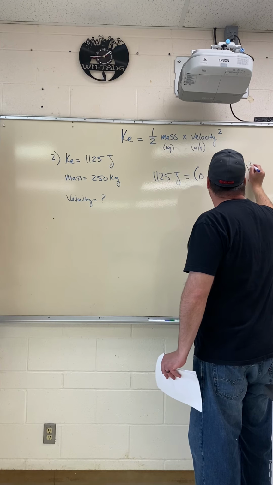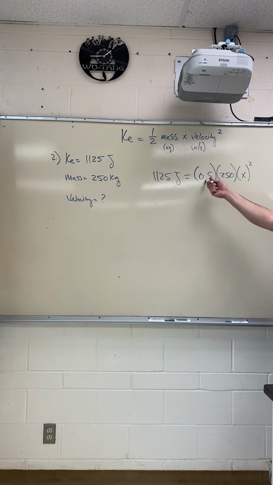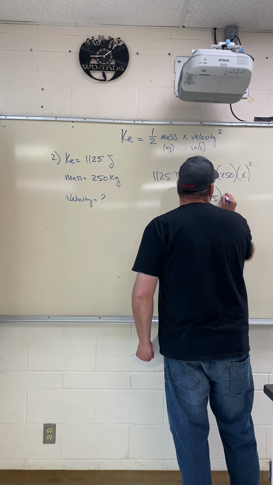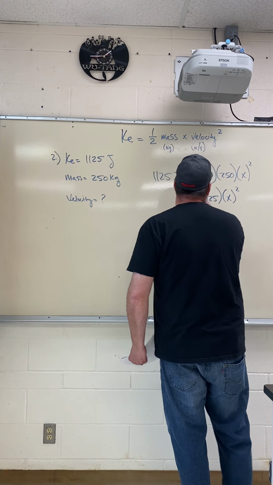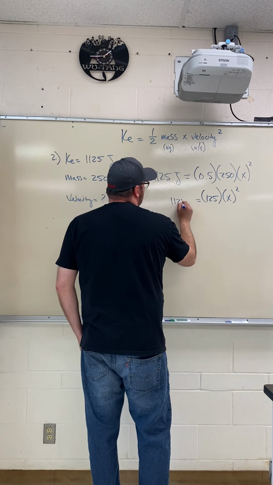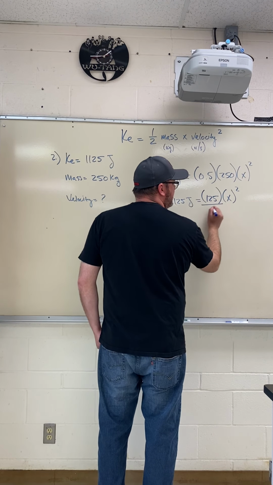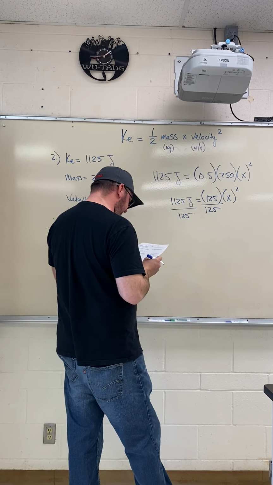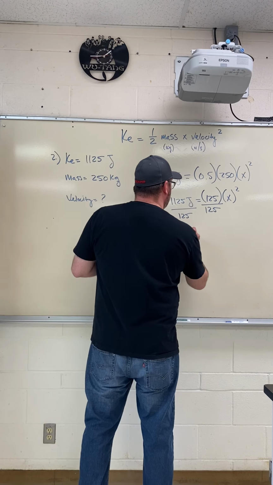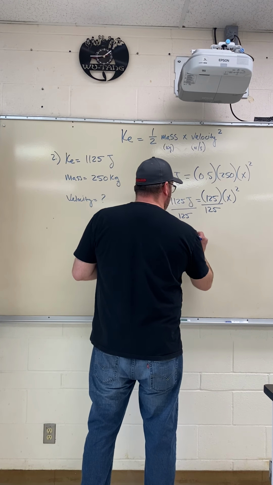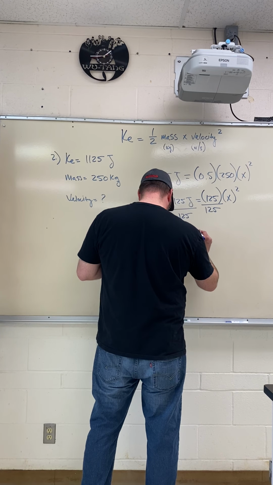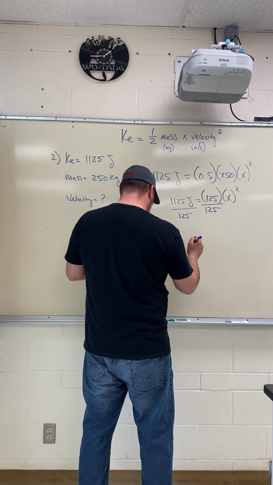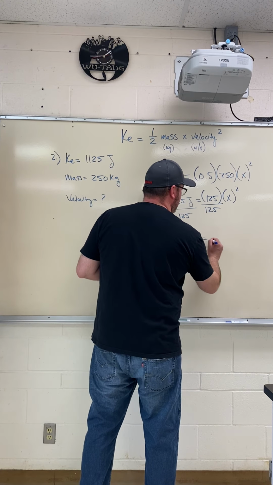times x squared. So the first thing I'm going to do, I'm going to take 0.5 times 250, so I'm going to end up with 125. So I'll have 125 times x squared is still equal to 1125 joules. I'm going to divide by 125. I'm going to divide by 125. Now if I take 1125 divided by 125, sorry, 1125 divided by 125 would equal 9, right? Yep. So 9 is equal to x squared.